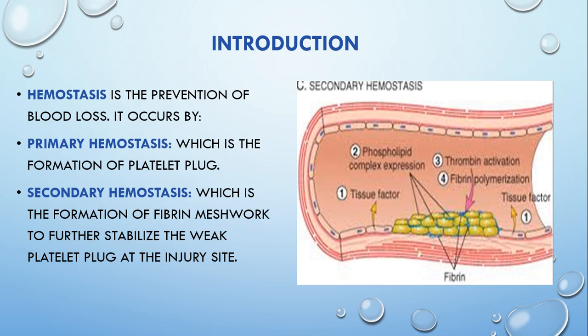Hemostasis is the prevention of blood loss. It occurs by two mechanisms, the primary hemostasis and secondary hemostasis. The primary hemostasis is concerned with the formation of the platelet plug if the rent in the vessel wall is small. If it fails to repair the vessel wall, then secondary hemostasis comes into action and it stabilizes the platelet plug by the formation of fibrin meshwork.